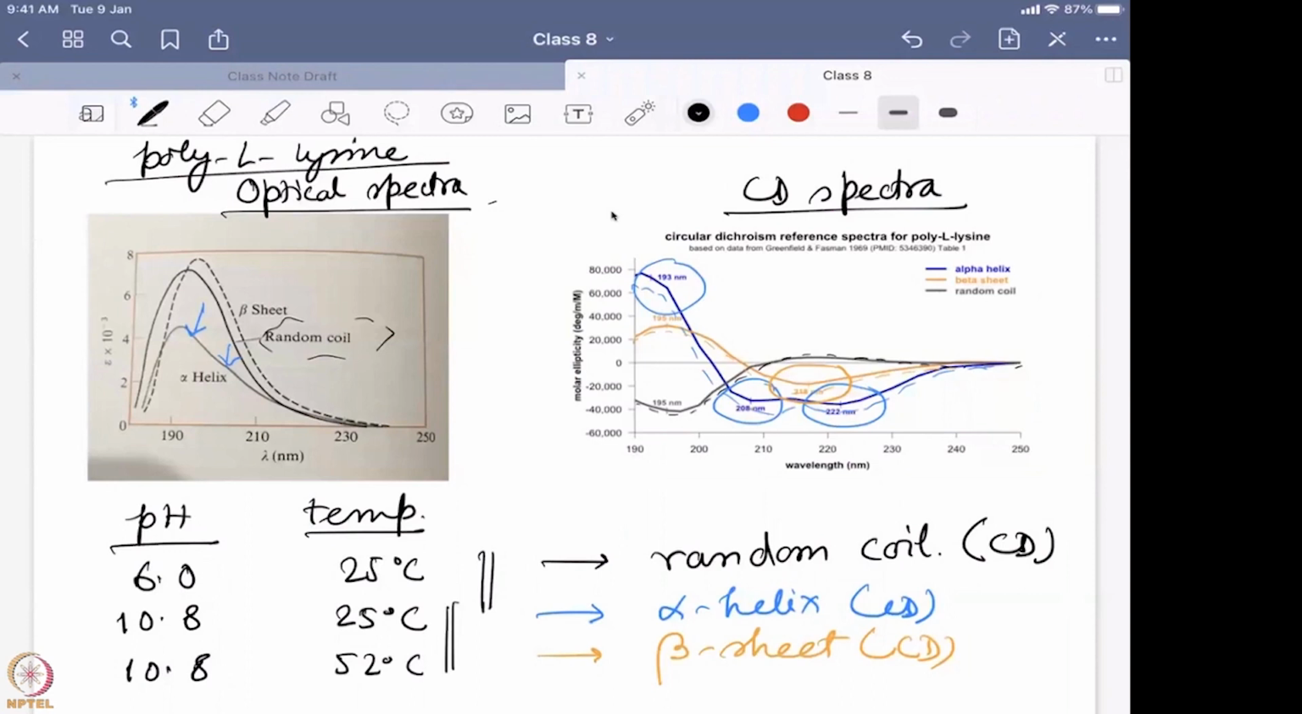And that is why this data is always used as an example, which actually shows a clear-cut change in the overall structure. So this is one of the examples we like to follow. And it also emphasizes how important CD spectroscopy can be to understand the overall structure of your protein.